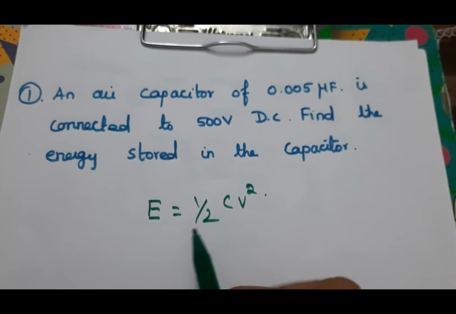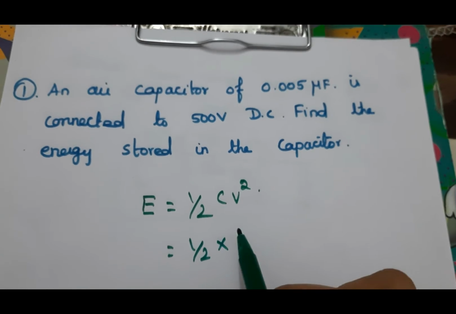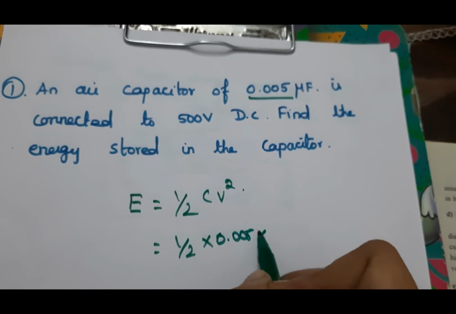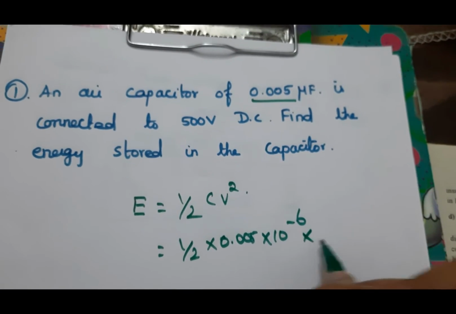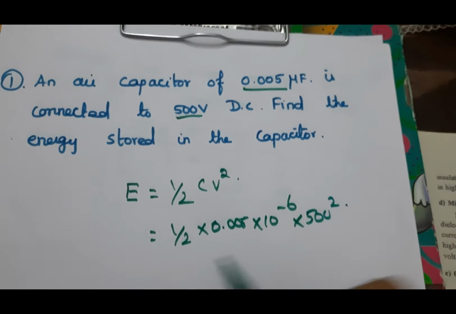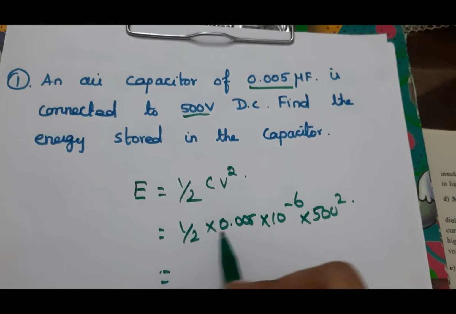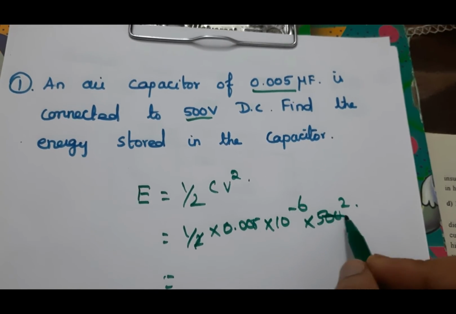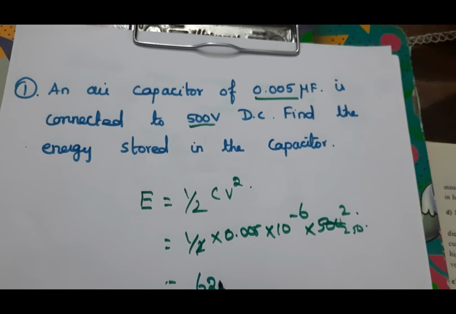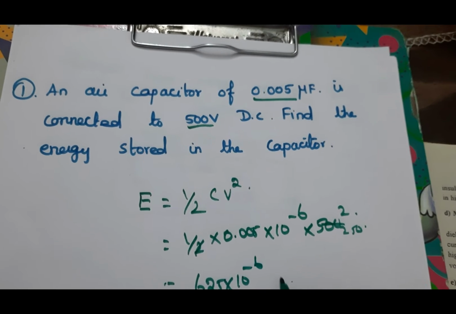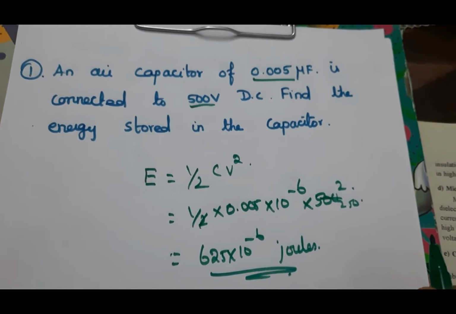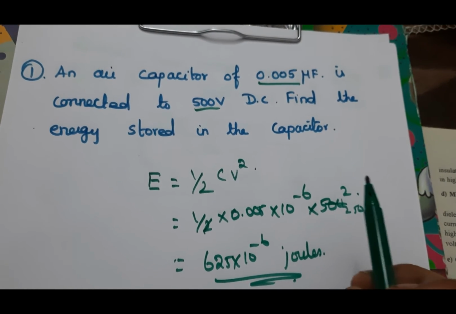We know the energy equation, that is E is equal to 1/2 CV squared. Here C is 0.005 microfarad, 10 to the power minus 6, and V is 500 volt, so 500 squared. Solving this, we will get 250 into 10 to the power minus 6 joules. So this is the energy value stored in that capacitor.